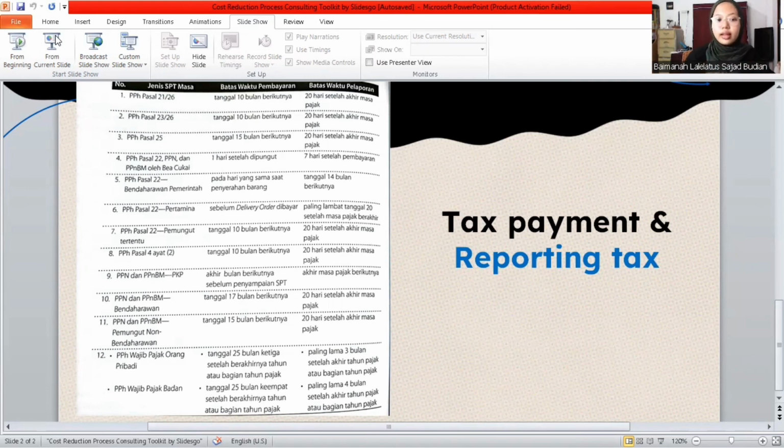And then the last ones. There's PPh wajib pajak orang pribadi, and the tax payment is tanggal 25 bulan ketiga setelah berakhirnya tahun atau bagian tahun pajak. And the reporting tax is paling lama 3 bulan setelah akhir tahun pajak atau bagian tahun pajak. And for PPh wajib pajak badan, the tax payment is tanggal 25 bulan keempat setelah berakhir tahun atau bagian tahun pajak, and for the reporting tax, it is paling lama 4 bulan setelah akhir tahun pajak atau bagian tahun pajak. So there is the explanation for the time for tax payment and reporting.